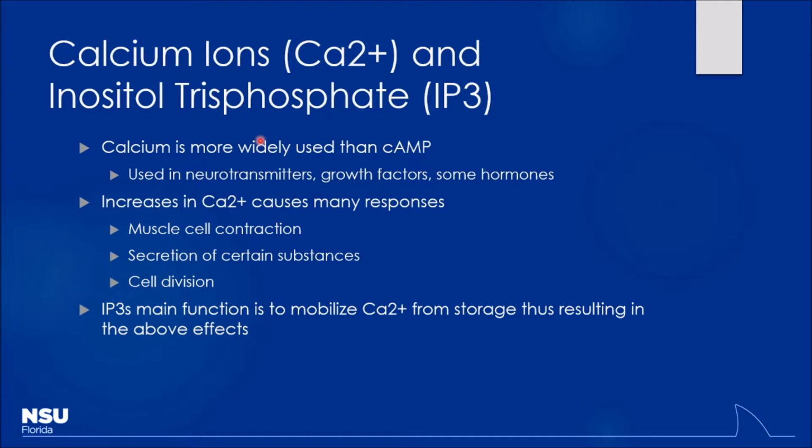It's the reason why you release insulin from the pancreas is due to influx of calcium, triggering that release of those vesicles there. This helps with muscle contraction, this helps with cell division, all sorts of things. So calcium is super, super important in terms of cell signaling throughout the body.